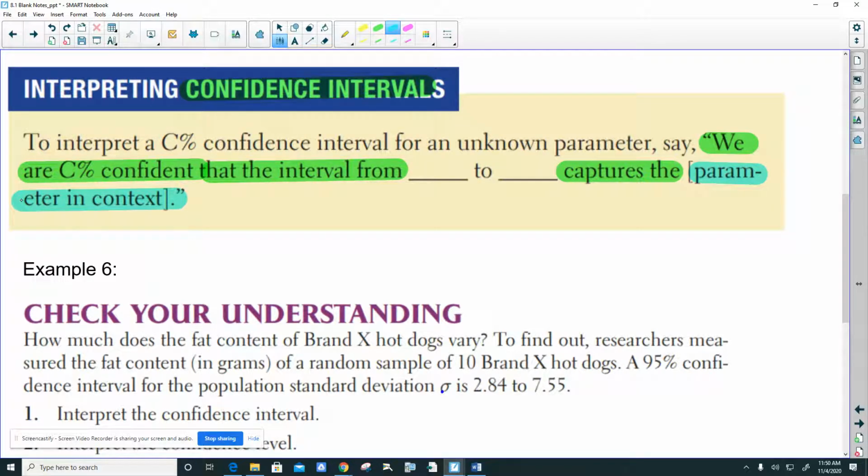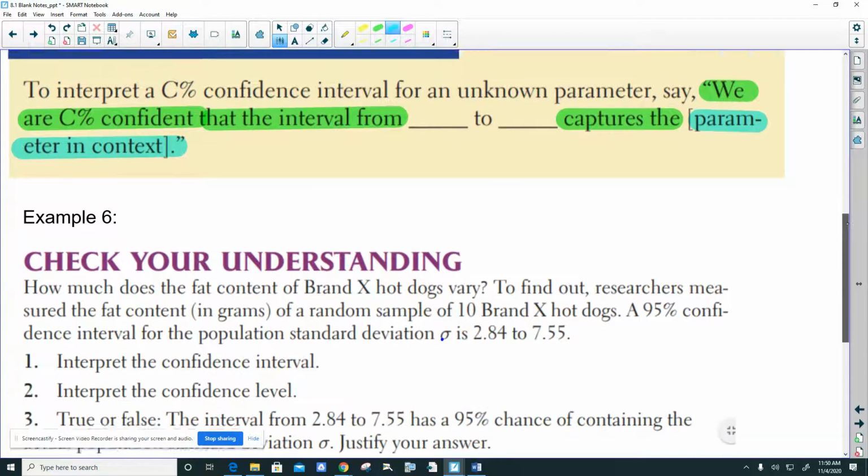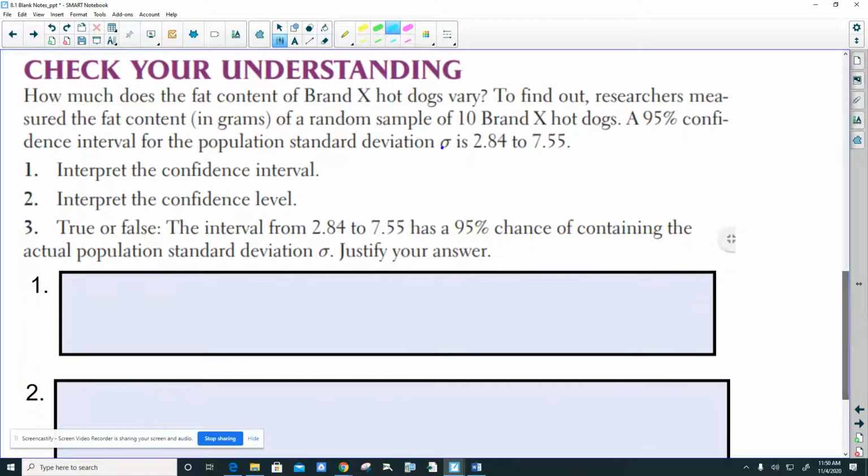Okay, so let's go ahead and take a look at example 6 here. Underneath, it says, how much does the fat content of brand X hot dogs vary? Well, to find out, researchers measured the fat content in grams of a random sample of 10 brand X hot dogs. A 95% confidence interval for the population standard deviation sigma is given from 2.84 to 7.55.